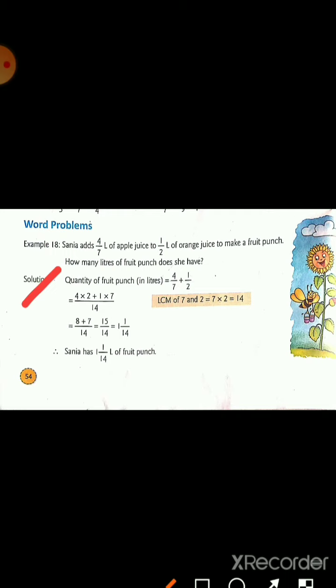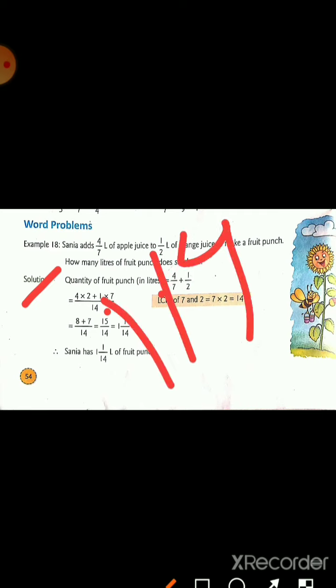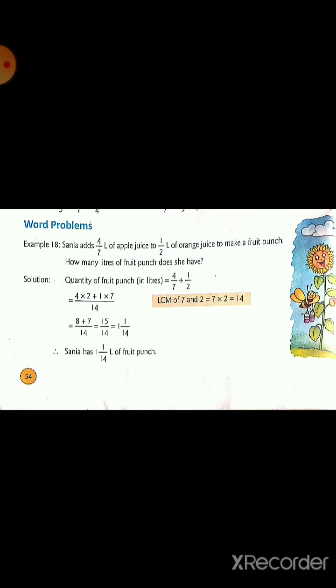So first we have to find the LCM of the denominators 7 and 2. The LCM of 7 and 2 is 14, so here it is written 14. Then the next step: we divide this LCM by the denominator of the first fraction, 7. When we divide 14 by 7, we get 2, because 7 2s are 14. This 2 we multiply with the numerator, which is 4.